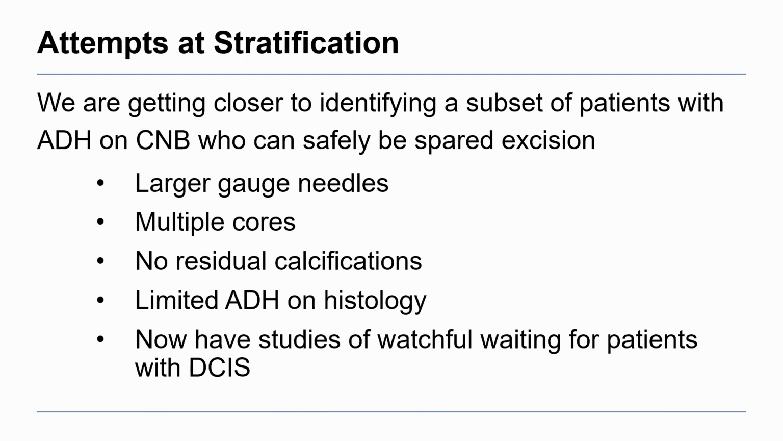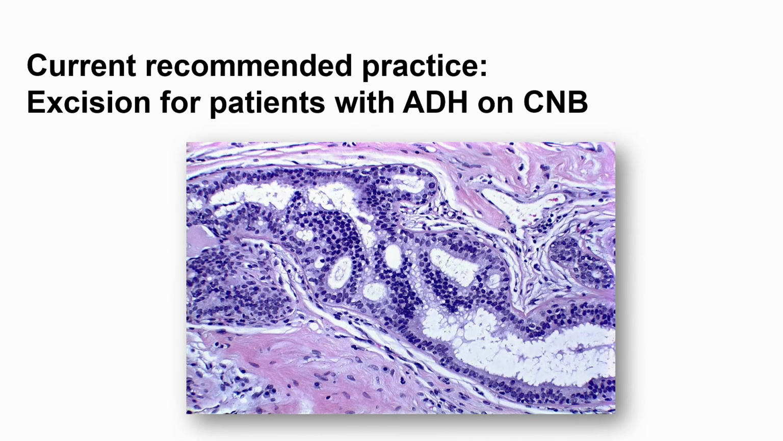So I would say in terms of atypical ductal hyperplasia, we are getting closer to identifying a subset of patients with ADH on core who can safely be spared excision through the use of larger gauge needles, multiple cores that might remove all the calcifications, and limited ADH on histology. Certainly it's important to remember that we now have watchful waiting studies for patients with DCIS, so it makes sense that we should be striving to identify patients with atypical ductal hyperplasia on core who may not require excision. However, the current recommendation is for patients to undergo excision.